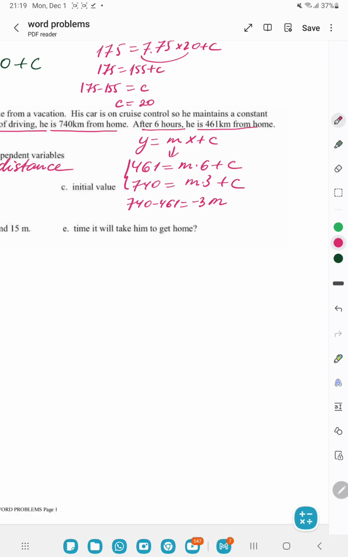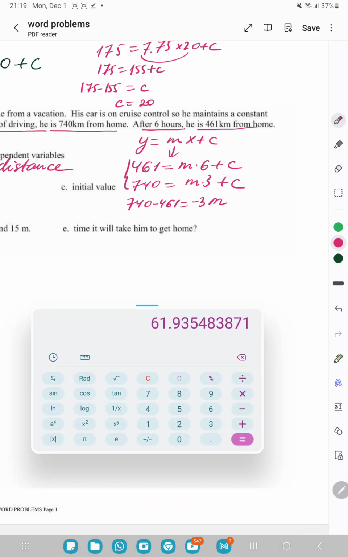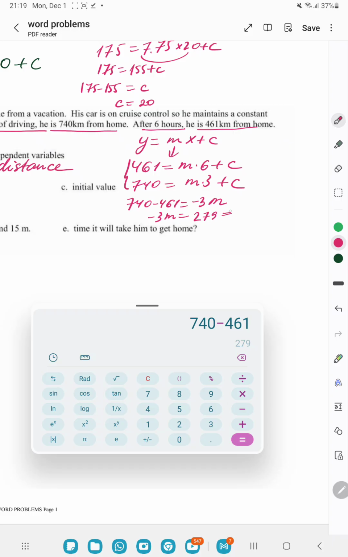Okay, so let's first subtract 740 and 461. That's 279, so negative 3m equals 279. m equals 279 divided by negative 3. Let's divide by negative 3. Okay, m equals negative 93.